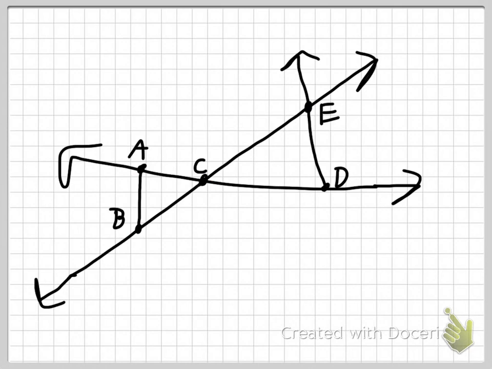What we can't say is that B, C, and D are collinear, because B and D do not lie on the same line. They lie on different lines. C lies on both of them, but B and D don't. So these three would not be called collinear.